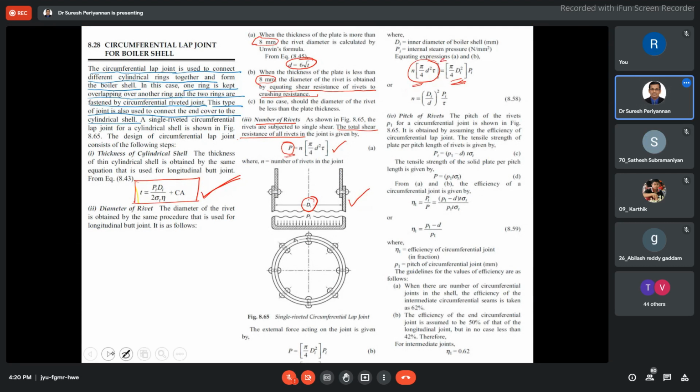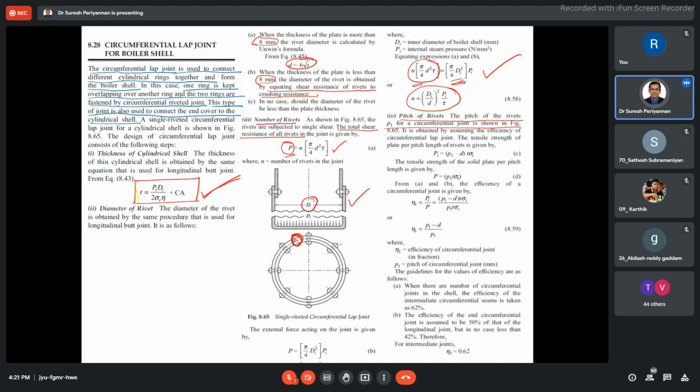Then based on that concept, now we are defining our number of rivets here. From this equation, we are able to find out the number of rivets. Now the next one is the pitch of the rivets. The pitch of the rivets for the circumferential joint, see here, this is the pitch of the rivets. What is the pitch here?